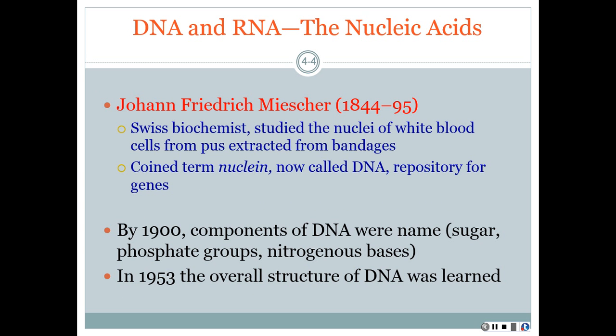He correctly believed this to be the cell's hereditary matter, but of course some scientists did not believe him. But we now know that what he discovered was correct. By the 1900s, biochemists were using the basic components of our DNA, which are sugar, phosphate, and the nitrogenous bases. And in 1953, the overall structure of the DNA was learned.